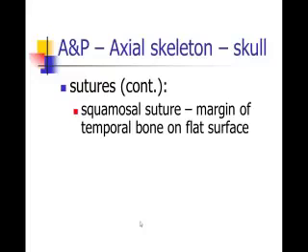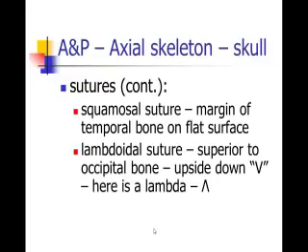We have a squamosal suture. If you remember, squamous epithelial cells are flat. The squamous suture is flat, and it runs along the margin between the temporal bone and the parietal bones for the most part, and that is a flat surface. And then the last is the lambdoidal suture.